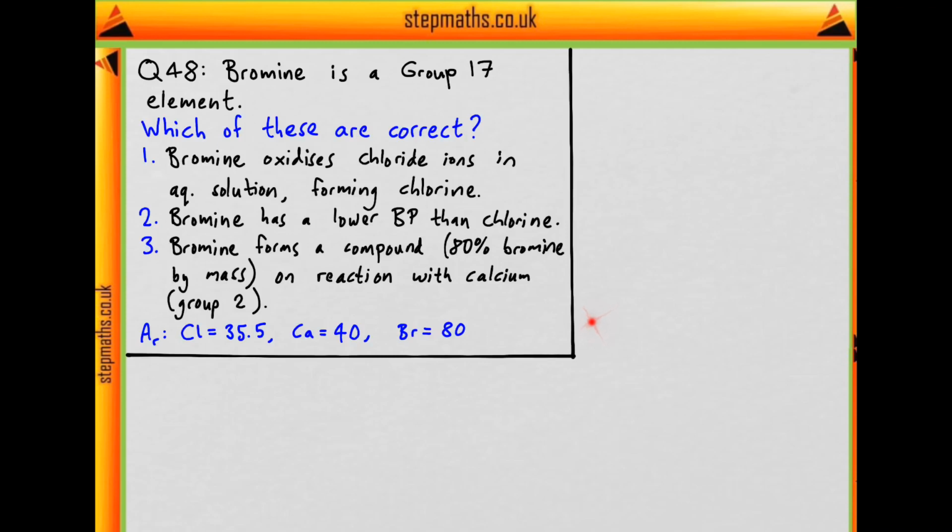So let's take a look at the first statement, that bromine will oxidize chloride in solution to form chlorine. Let's have a look at this reaction. So we've got chloride going to chlorine and bromine going to bromide. Does this seem reasonable? Well, which of the two atoms do you think most wants to have a negative charge? And what property does this come down to? It's the electronegativity. Which is more electronegative out of these two?